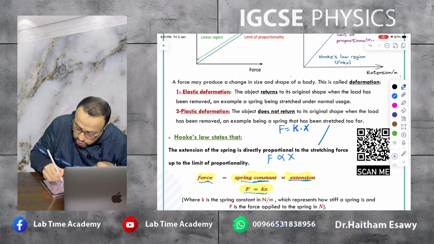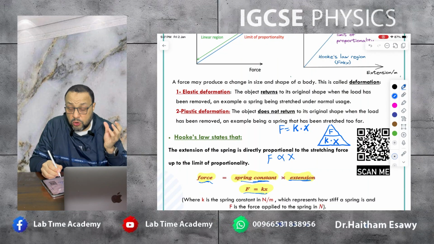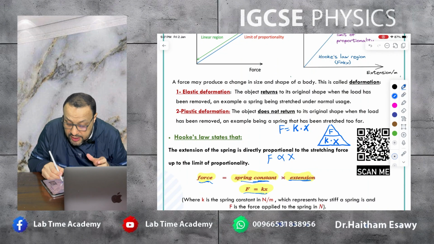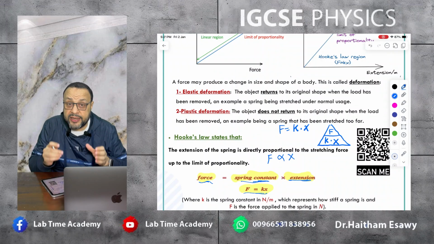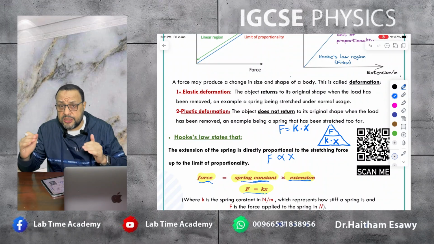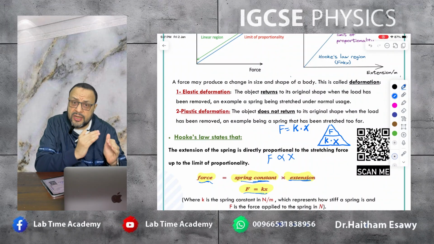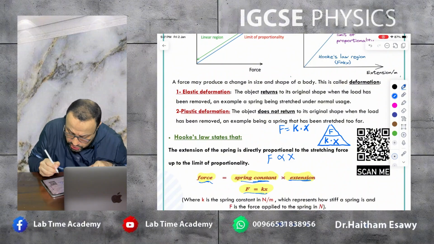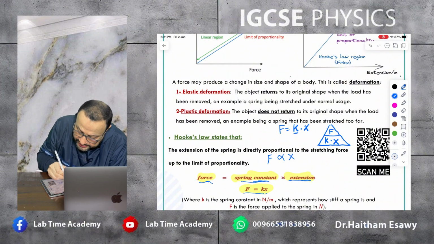I can put it in the triangle, as you see in front of you. I write here F equals K times X, where F is the force, K is the spring constant, and X is the extension. I can calculate the extension by subtracting the original length from the stretched length. This will be the extension. So I can get K, the spring constant, from here: K equals F over X.